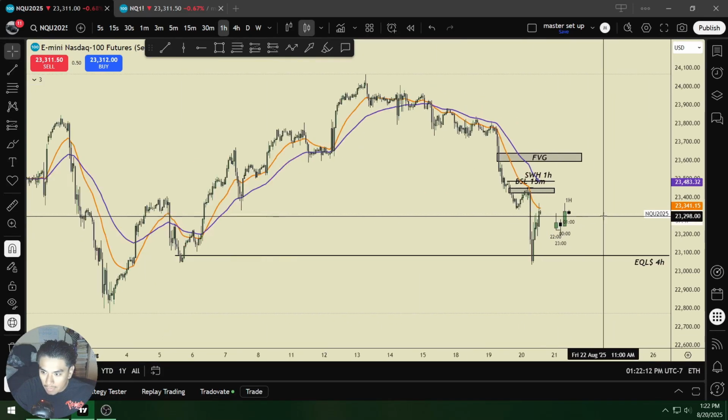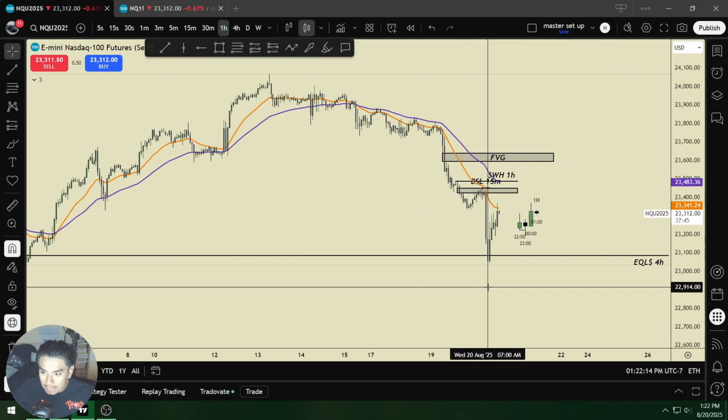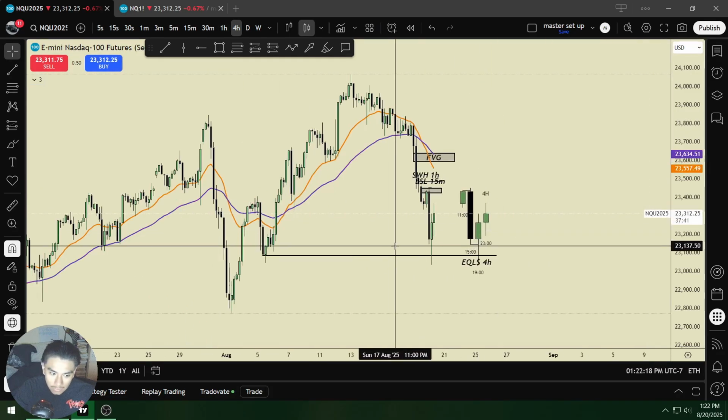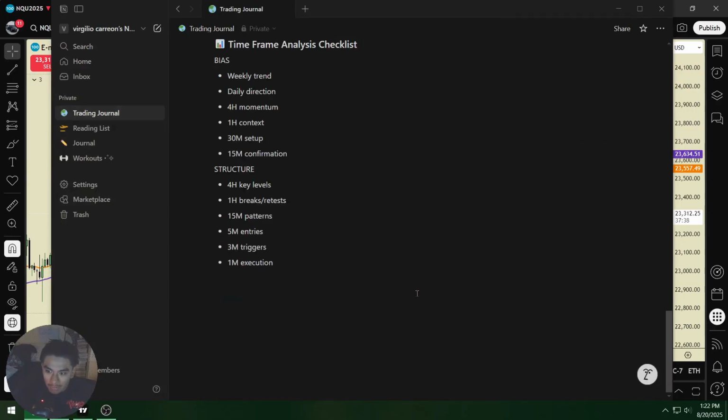I'm going to show you guys how I pretty much caught this whole move, on pretty much the hourly time frame. You always got to go in higher time frames. That's what I noticed about my strategy. So this is my time frame analysis check. I usually check my biases and the structures, and I'll show you guys how all this works.